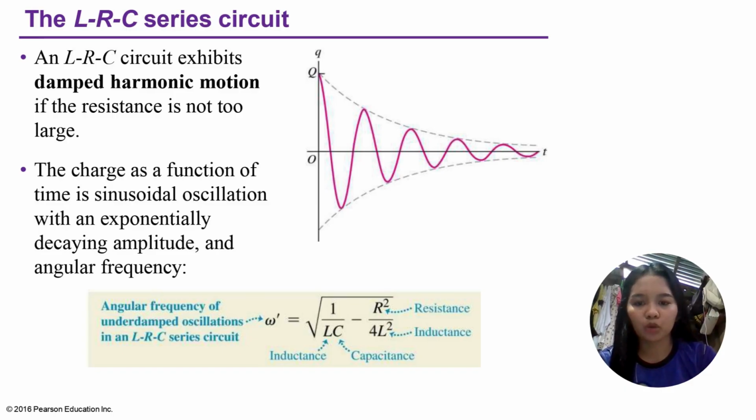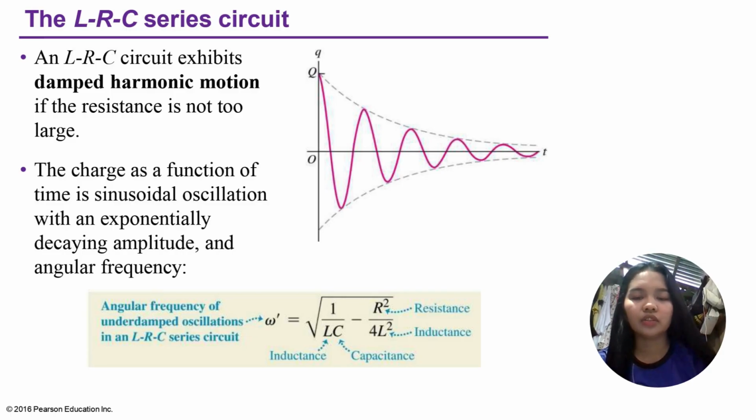So the LRC circuit exhibits damped harmonic motion. So the charge on the capacitor still oscillates, but the amplitude of the oscillations decreases exponentially with time. So this decay is due to the energy dissipated by the resistor. So the angular frequency of the damped oscillations, denoted here, is given by the equation attached on our screen.